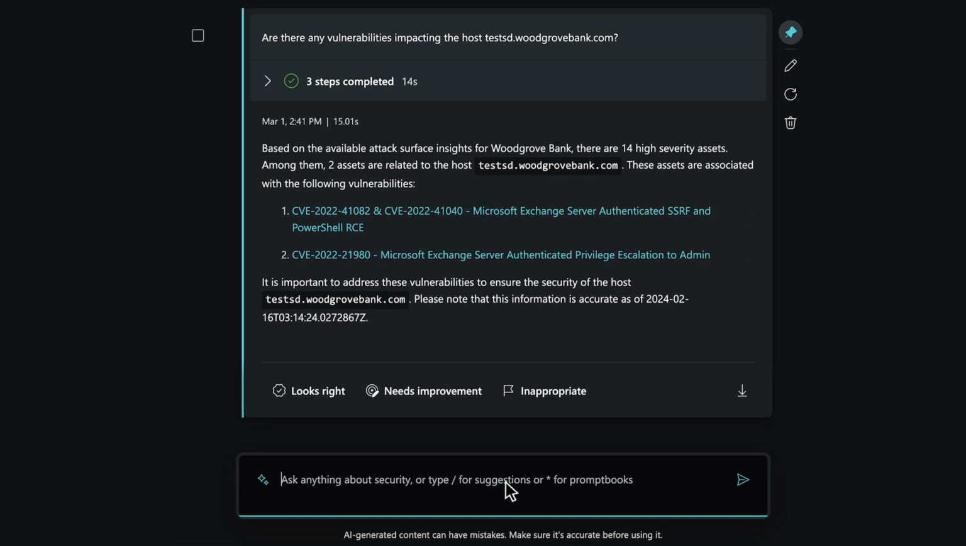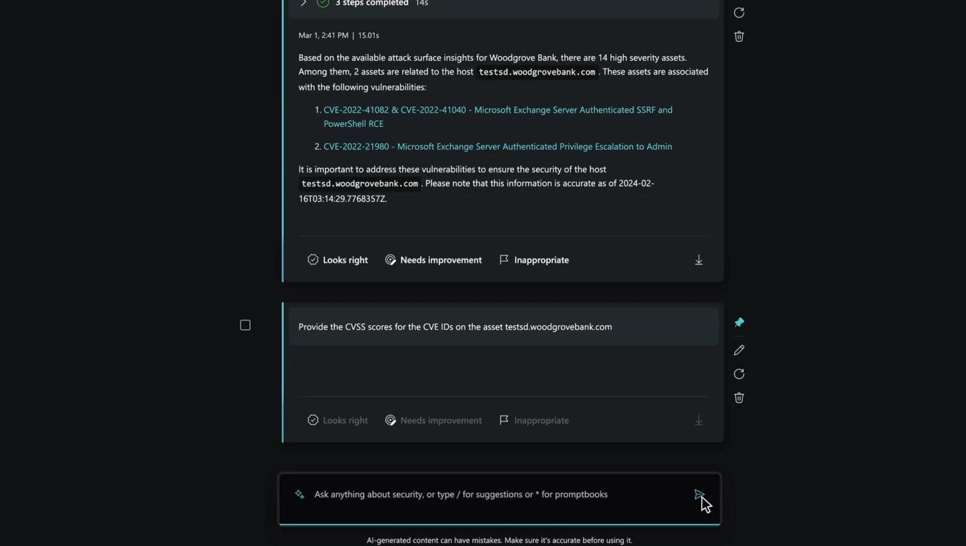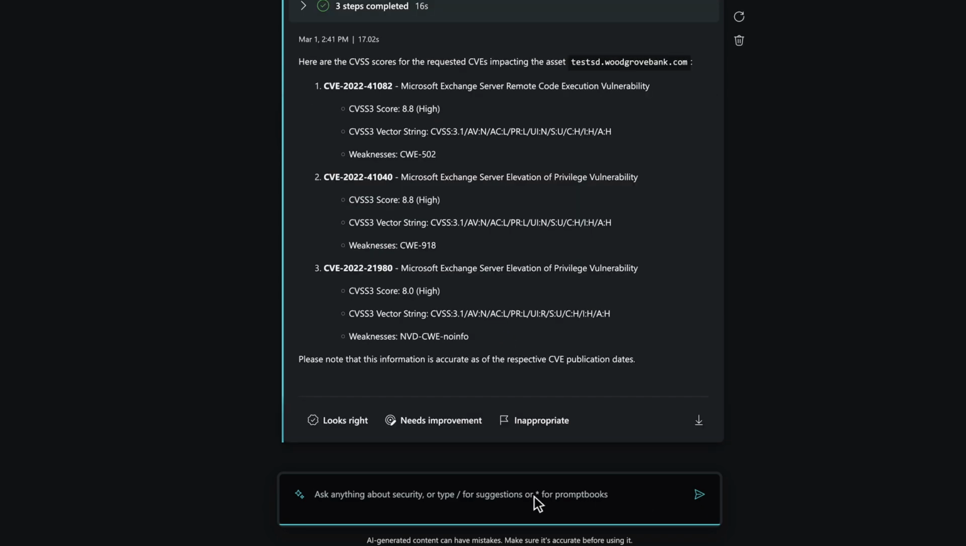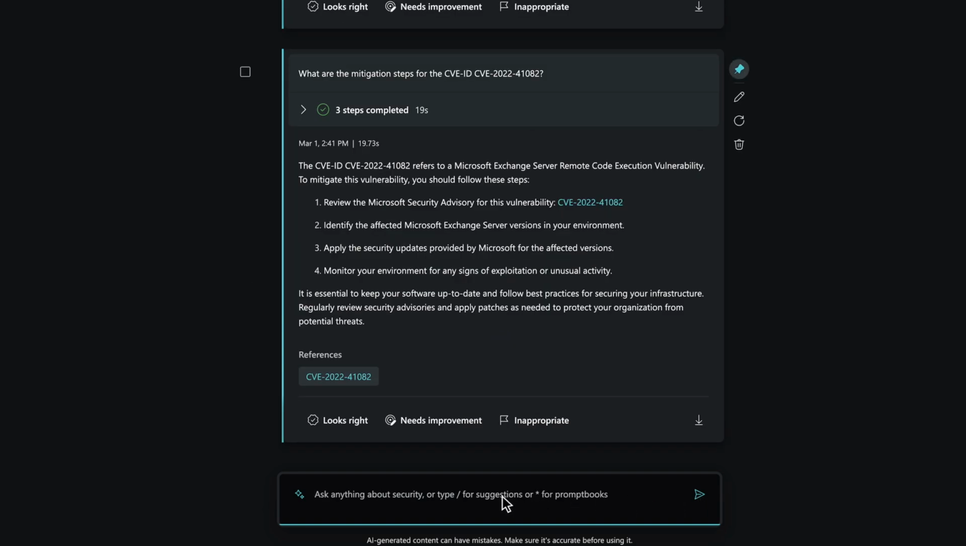In addition to hostnames, Copilot can help us understand other asset types as well, including IP addresses, domains, and much more. Copilot then uses MDEASM to fetch the CVSS scores for a particular CVE, helping us better understand the severity of the vulnerability. After establishing which assets have high severity scores and therefore should be prioritized and remediated, we can ask Copilot to provide recommended mitigation steps.